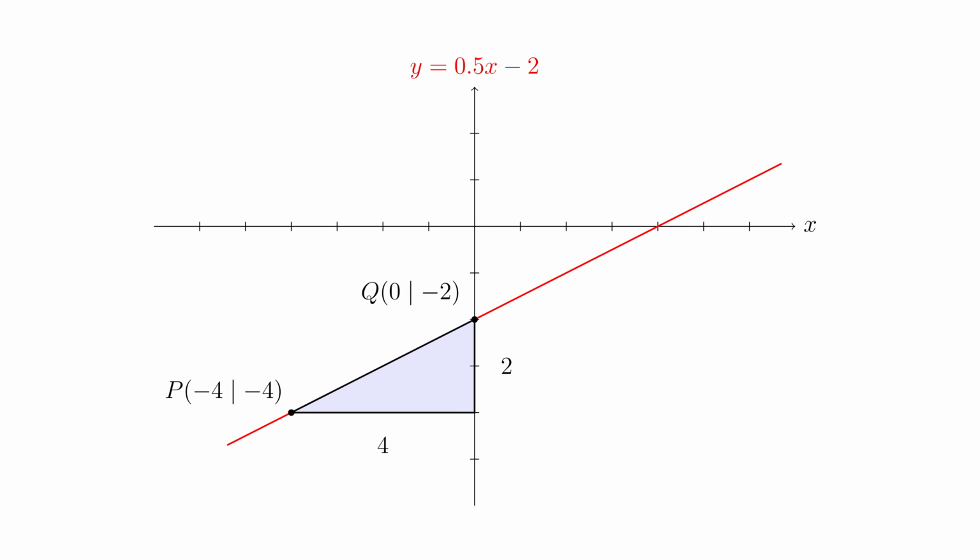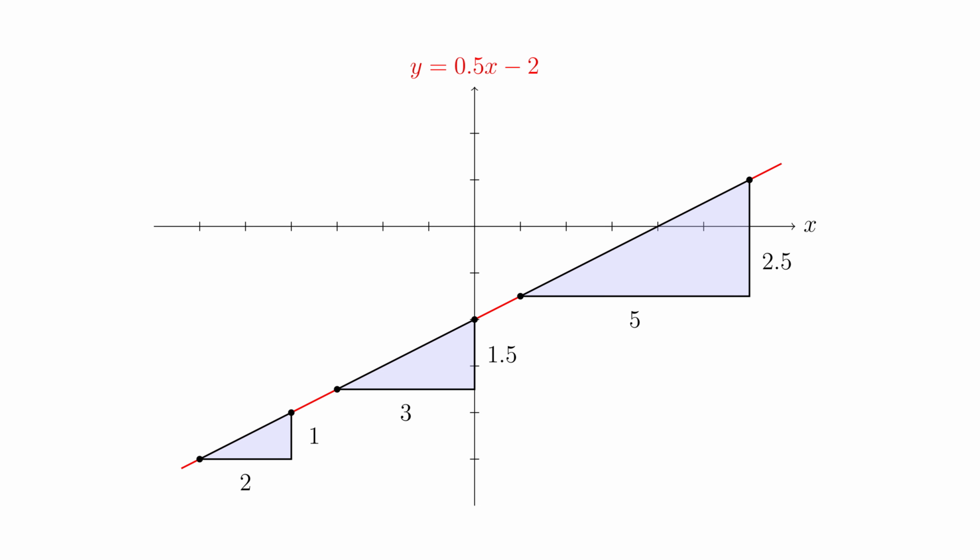If you instead move 4 units to the right, the y value will change even 4 times as much, which is 4 times 0.5, which is 2. That way, you can easily find new points on the given line, as for example point Q at 0, -2. The resulting triangles are called slope triangles, and they always have the same shape for a given linear function, even though they are different in size.